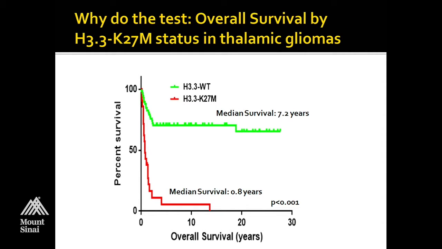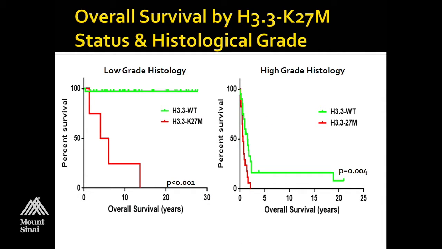And this is for the thalamus. In the thalamus, if you're wild type for that histone, this is all thalamic gliomas, then your overall survival is actually quite good. The median survival in our cases was 7.2 years, and if you have the histone mutation, median survival is less than a year. If you break that out based on the histologic grade, not surprisingly, high-grade histology in the thalamus is not good, so both of these groups do quite poorly. But the couple of longer-term survivors are those that have a wild-type histone. Those with the mutant histone, we had no survivors.